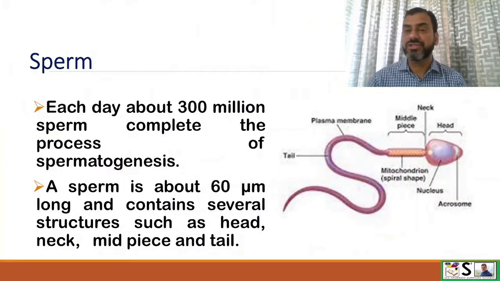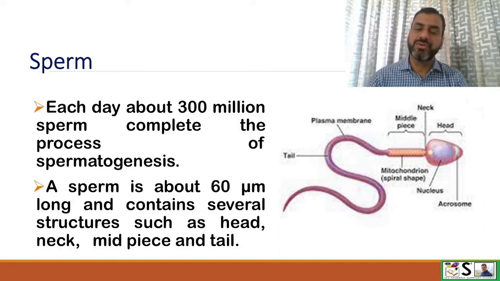Now we come to the sperm. What are sperm? Sperm are special cells which take part in fertilization, and they come from the male sex organs, the testes. Each day, approximately 300 million sperm complete their process of spermatogenesis.